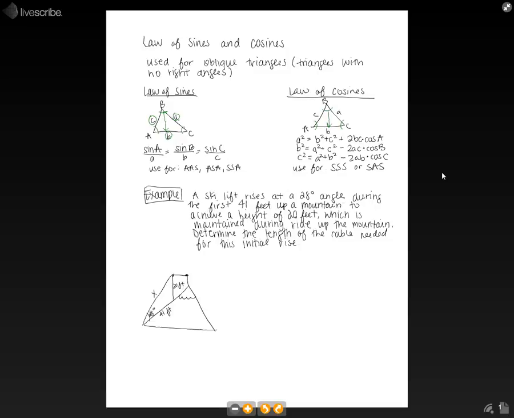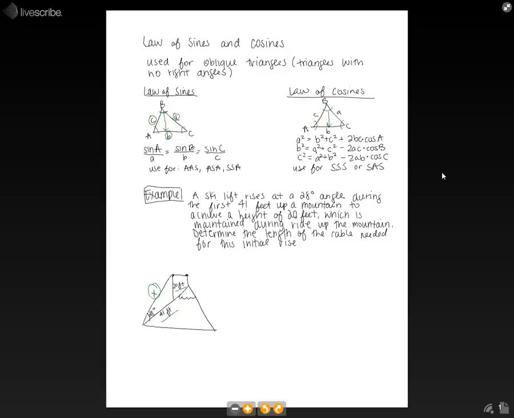This word problem tells us that a ski lift rises at a 28-degree angle during the first 41 feet up a mountain to achieve a height of 20 feet, which is maintained during the ride up the mountain. Determine the length of the cable needed for this initial rise. So we're given a picture. Here's our mountain, and here's that 28-degree angle that we're given and the 2 sides. And this value x right here is what we're looking for.